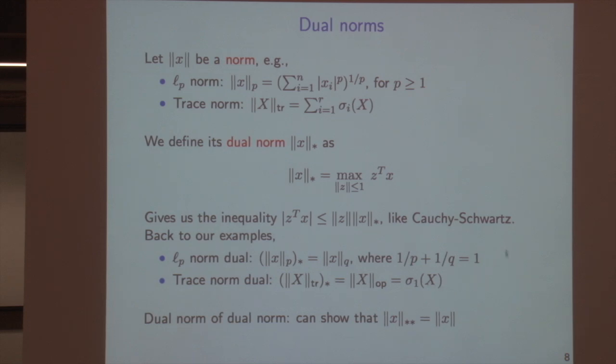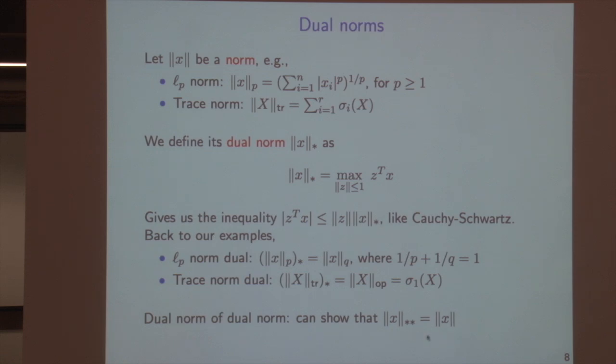They're very useful relationships. Lastly, the dual of a dual norm, we can show that, and this is the kind of thing that you should think about how to show. It's similar to what you're doing on your homework. On your homework, you're showing that the conjugate of a function is the original function.